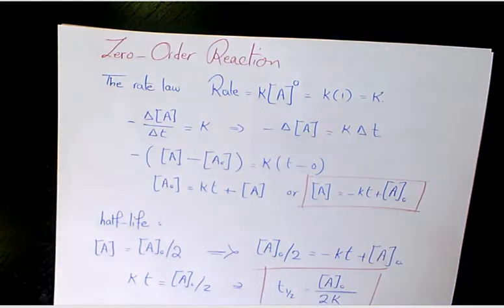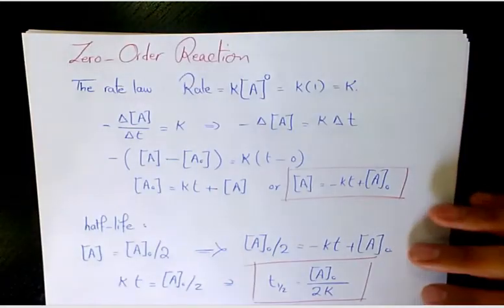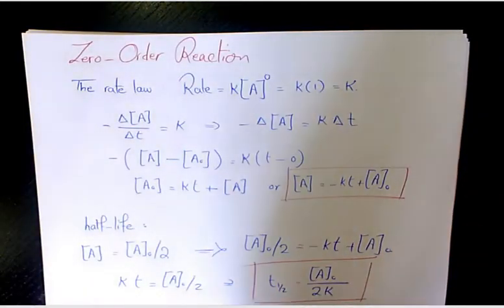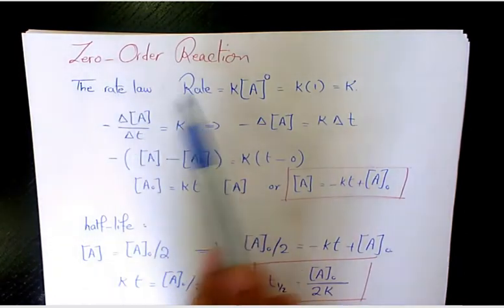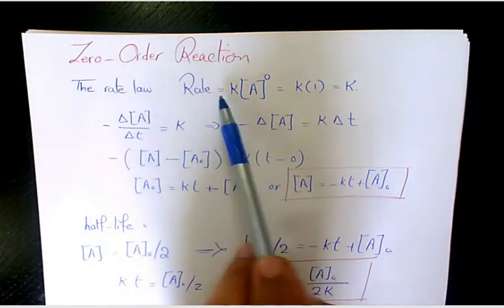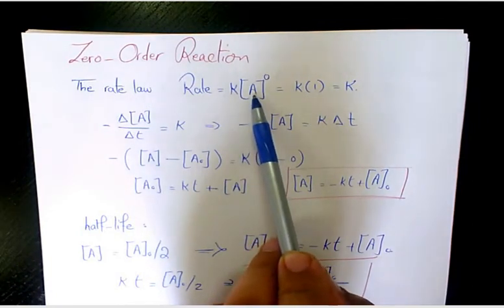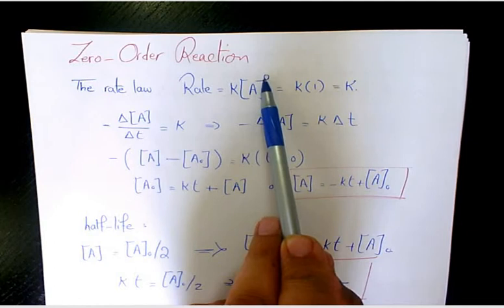Welcome to another video. In this video I want to talk about zero order reaction. What does that mean when we are talking about zero order reaction? It means that when we write the rate law, the rate is going to be equal to k times the concentration of A to the power of 0.